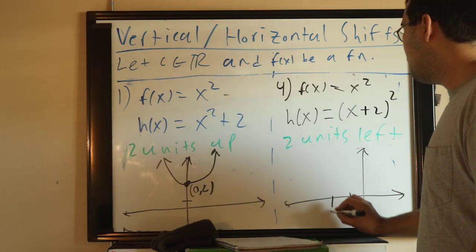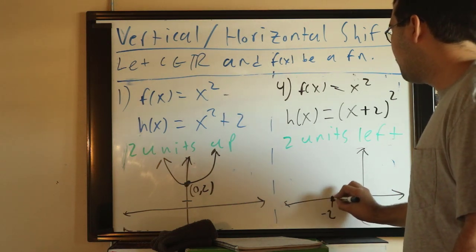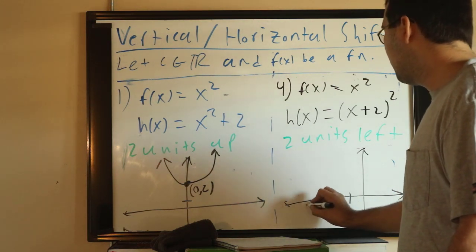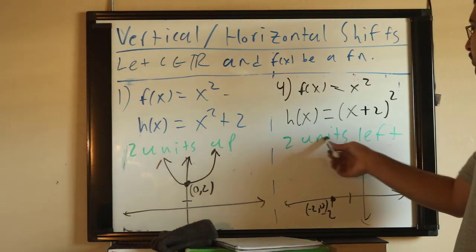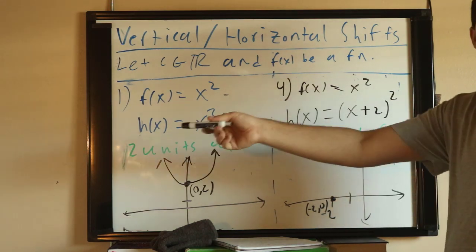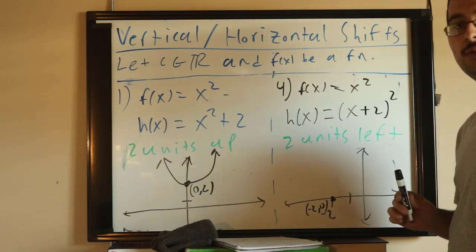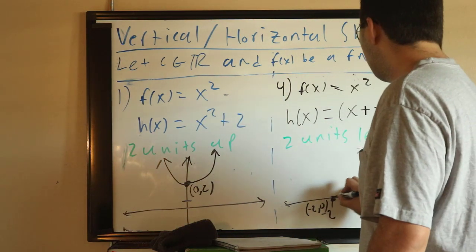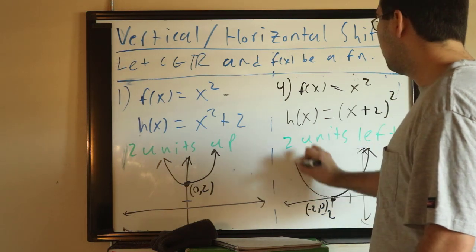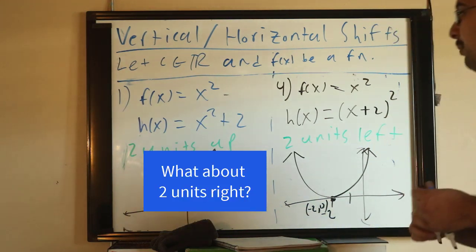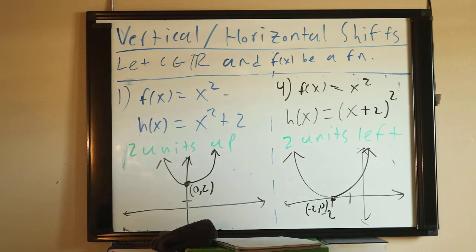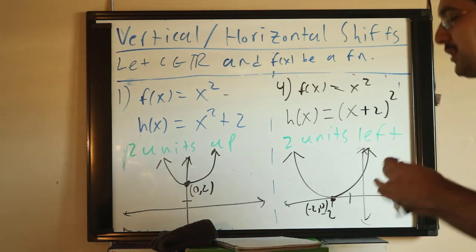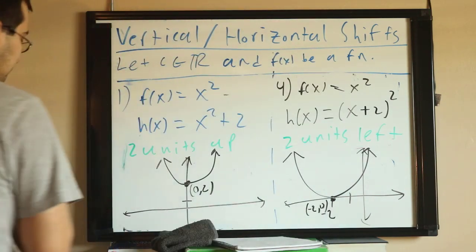So 1, 2, I'm now at negative 2. I have the point (-2, 0). I shifted 2 units left. The x went to the left direction by 2 units. And the same shape is still held. So there's an example of a horizontal shift left. Okay? Beautiful.